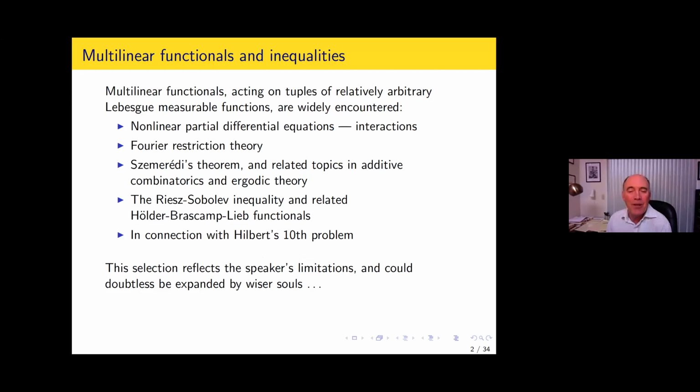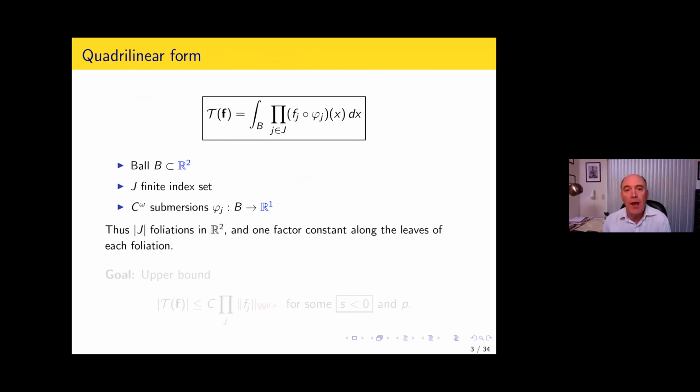Okay, so my talk is about certain multilinear functionals and inequalities for them. And I won't read you this first slide. Most of you already know all this, but there are lots of applications, lots of places where multilinear functionals and inequalities arise. So here's what I'm actually interested in, the box.